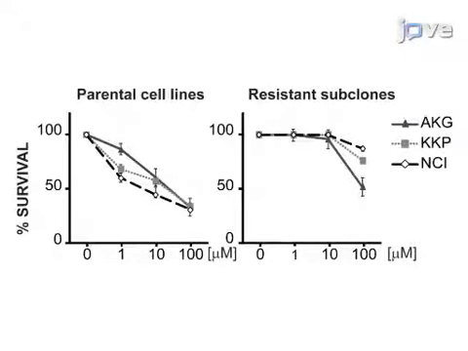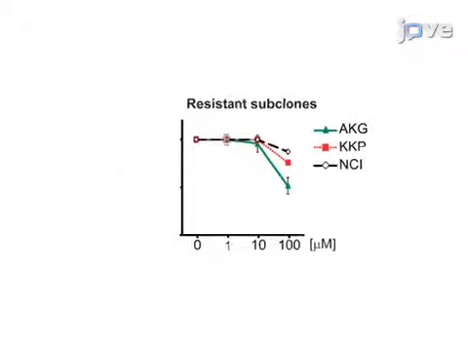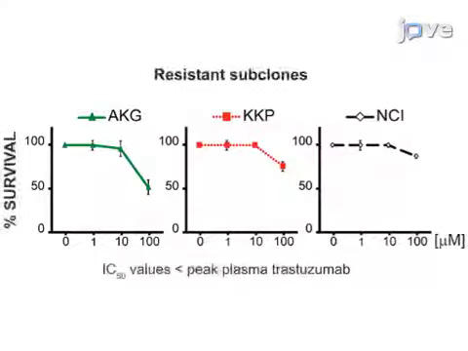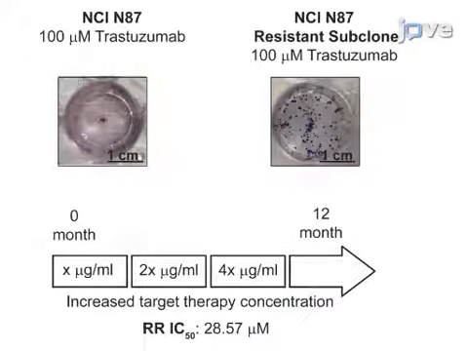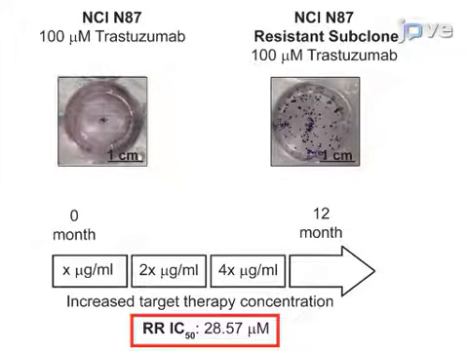In this study, 3 gastric cancer cell lines, which express a high level of HER2 and are sensitive to trastuzumab, are grown in culture medium containing the targeted therapeutic agent. From this, 3 subclones, characterized by a stable resistance phenotype, are obtained. Of the subclones, HR-NCI-N87 is seen to be the most resistant, reaching a relative resistance IC50 of 28.57.